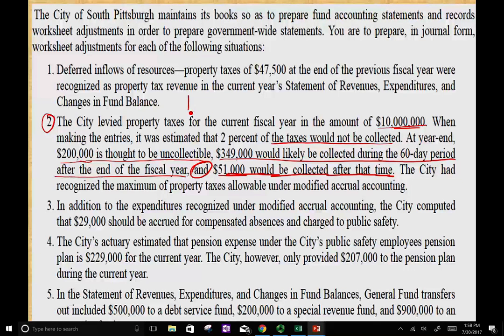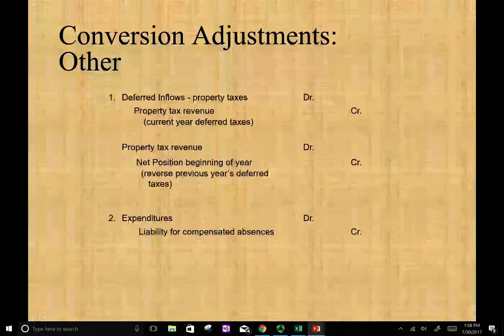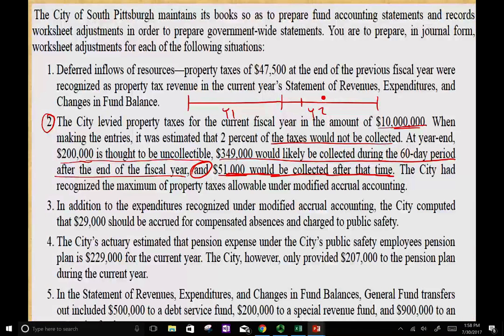So looking at this fiscal year, this is year 1, this is year 2. The estimated total revenue is 10 million. However, $51,000 of this 10 million, which is for 2 years, will be collected 60 days after year 2. So what happened to that 60 days after year 2? That is the deferred inflow. So we cannot recognize it under the modified accrual.